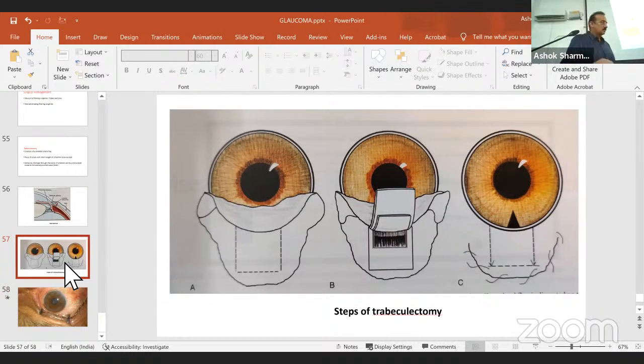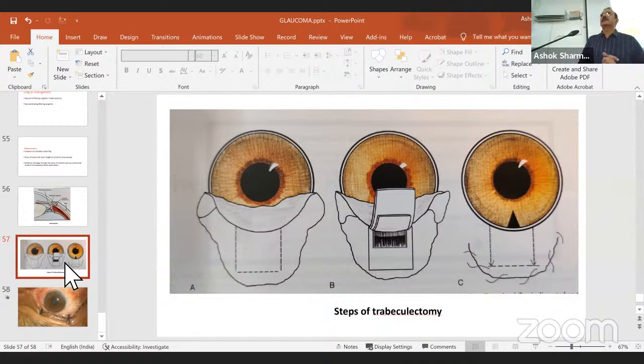So now you see what was depicted in the diagrams over here. First I made a flap like this, made it like this, and then sutured it like this. Now another site of drainage has been created. Now this aqueous will bypass the trabecular meshwork, go to the subconjunctival space and can be absorbed.